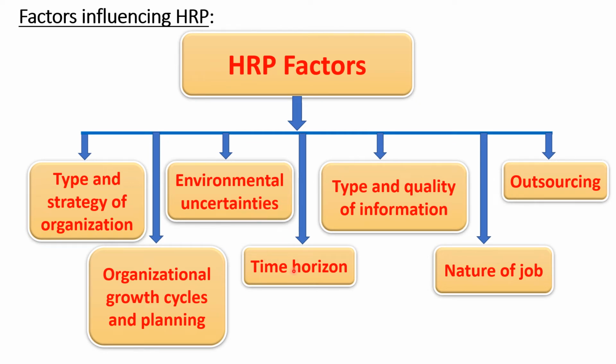Then next is the time horizon. Human resource planning can be done for different time periods, that is short run or long run. Then type and quality of information. The HR planner collects information from various sources to know the uncertainties and to forecast the need for manpower accordingly. And then coming to the next is the nature of job. A job vacancy at different levels of the organization may arise because of promotion, demotion, transfer, or separation of an employee. Depending upon the level and nature of the job, the planner puts in his efforts.